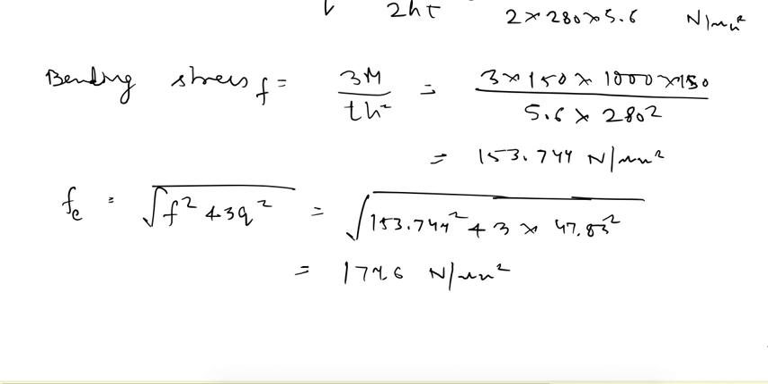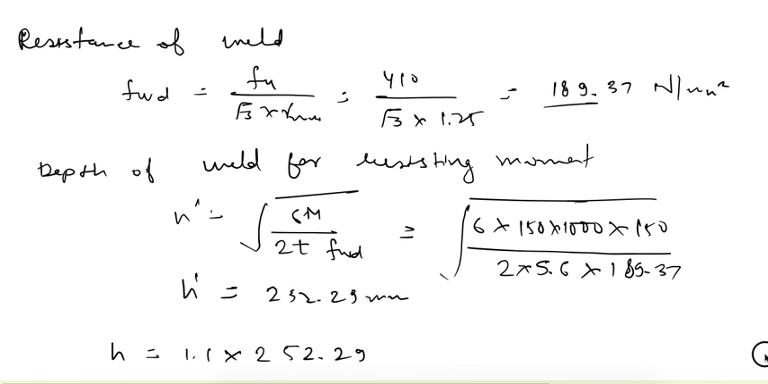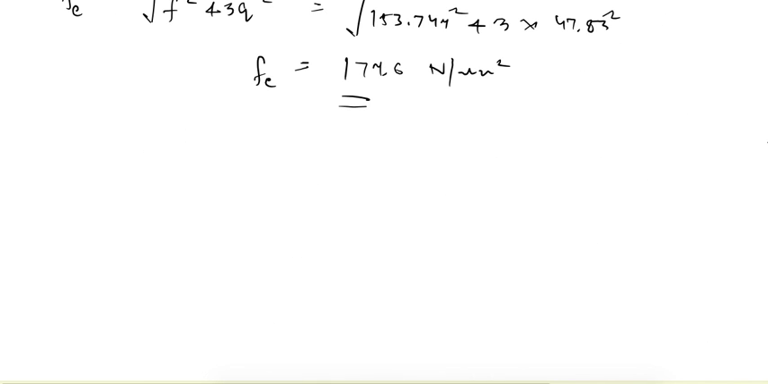Now we have to check that this resultant stress should be less than the permissible stress or the design stress. The design stress is equal to 189.37. So obviously our design is safe. So that is about the welded eccentric connections.